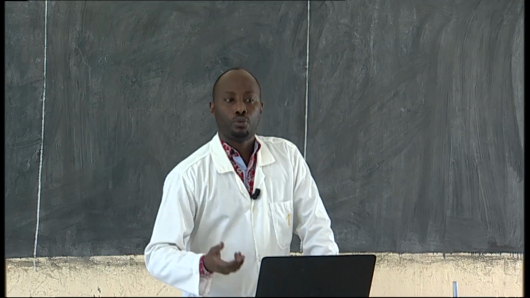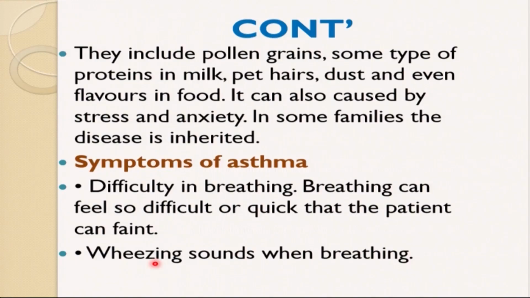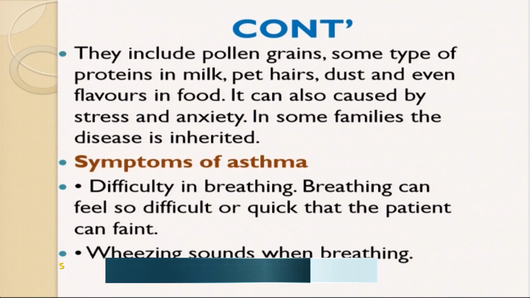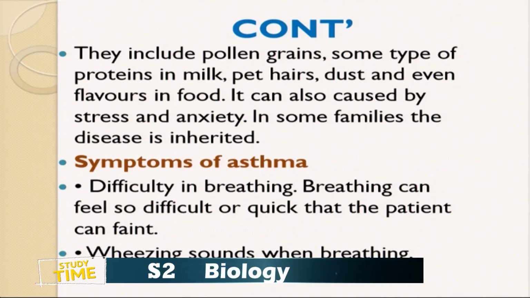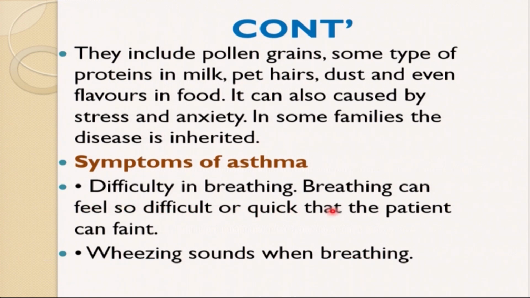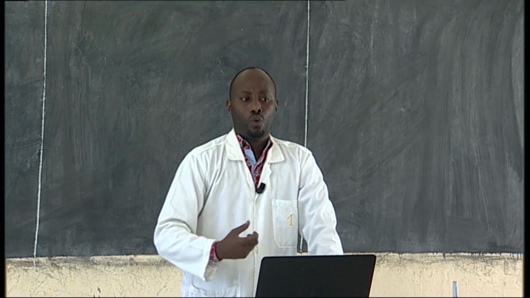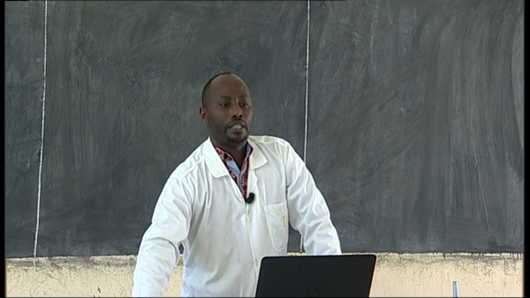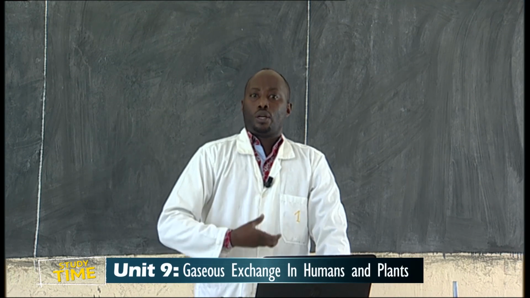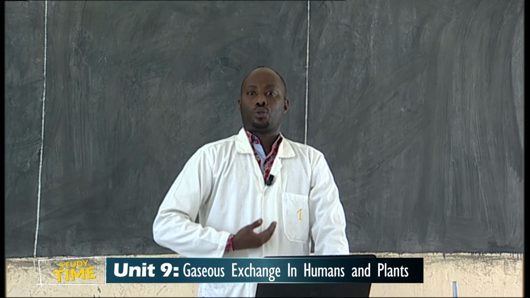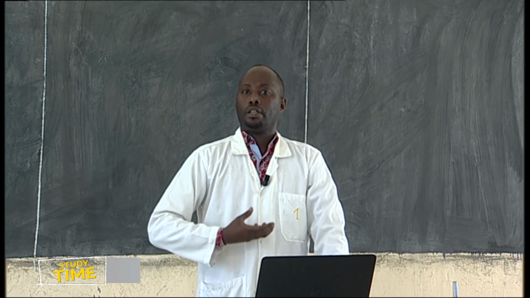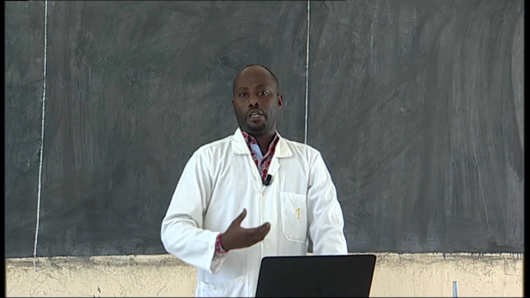What are the signs and symptoms of asthma? One of the signs and symptoms of asthma is difficulty in breathing. Breathing can feel so difficult or quick that the patient can even faint. When a person is breathing, it becomes more difficult for him or her. We have what we call a hissing sound when breathing. The air is not passing through smoothly in the bronchioles and the air passages, so eventually a person starts hissing.